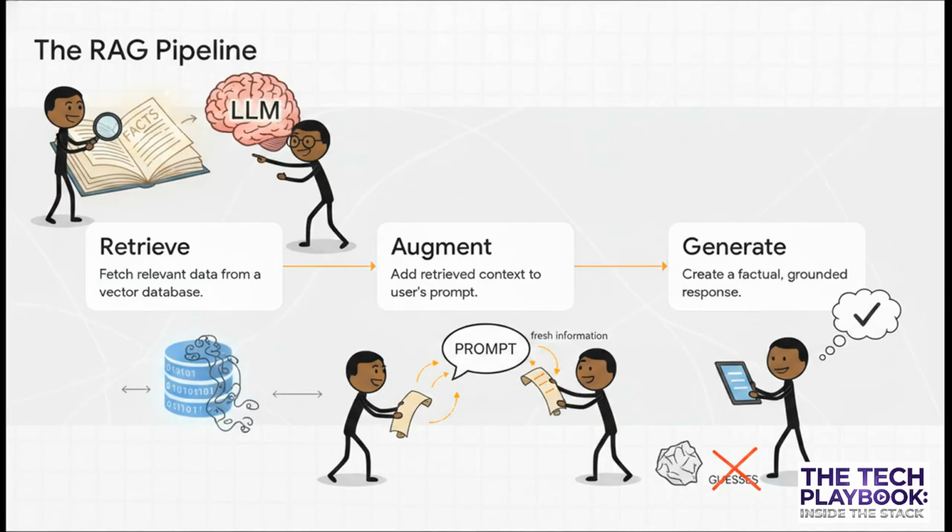Second, the system augments your original prompt by attaching this freshly retrieved context directly to it. Finally, it sends that newly combined package to the LLM to generate a factual, grounded response. This whole process is how we combat AI hallucinations. We're forcing the model to base its answers strictly on your actual current data, rather than just guessing.